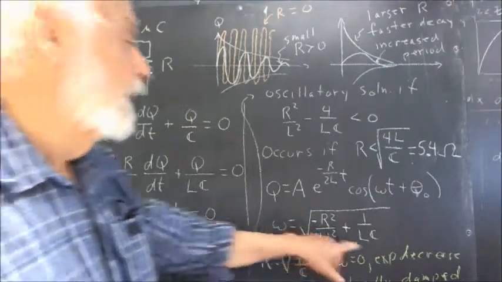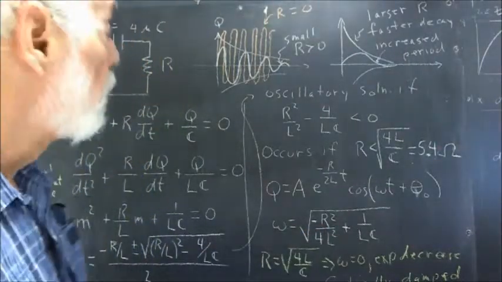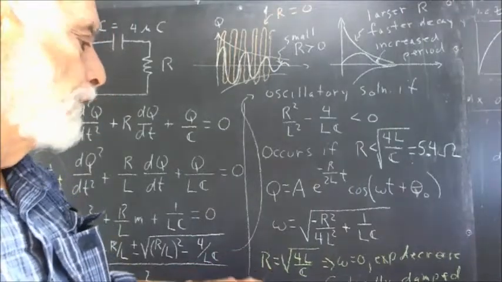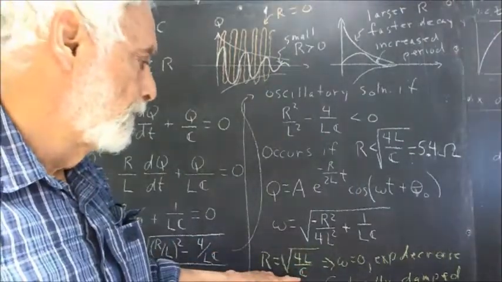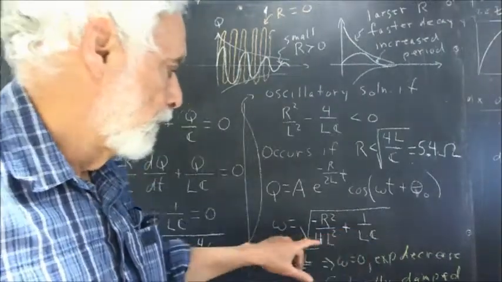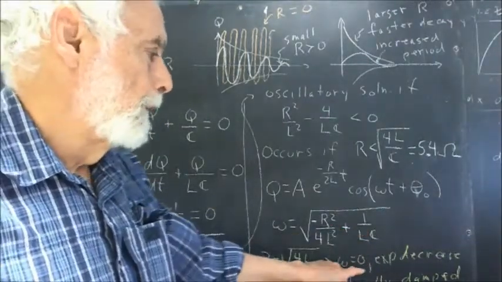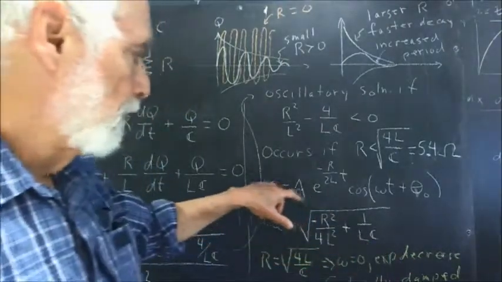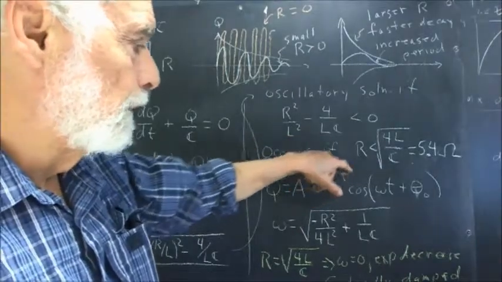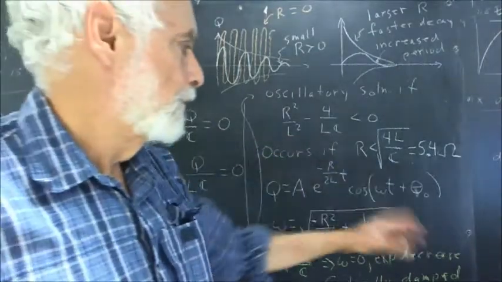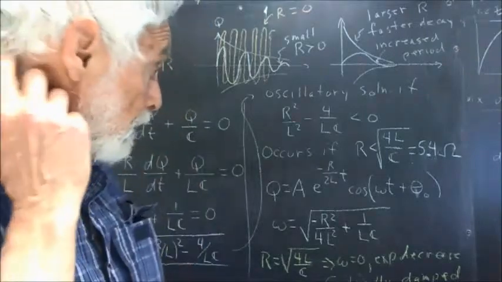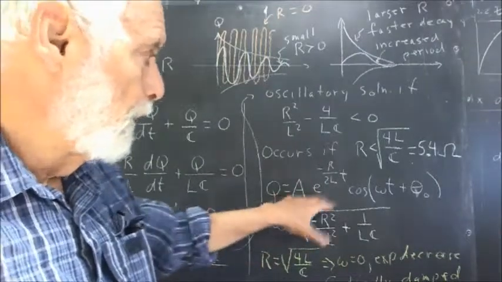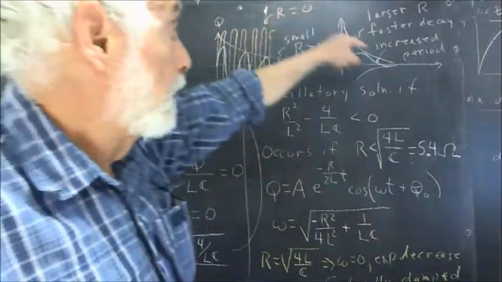Now, we want to look at what this implies for the solution. In the first place, if R was equal to the square root of 4L over C, then these two terms would be equal and opposite, and we get omega equals 0. We would just then have an exponential decrease, A e to the negative R over 2L times t. Omega would be 0, so the cosine of this would be 0. If we make the assumption theta naught is 0, we just have our amplitude times an exponential, and we would just have a declining exponential.